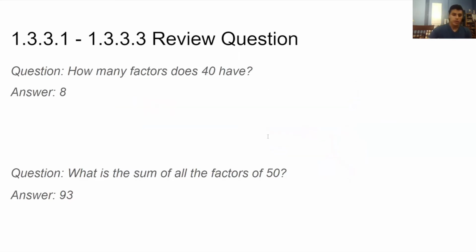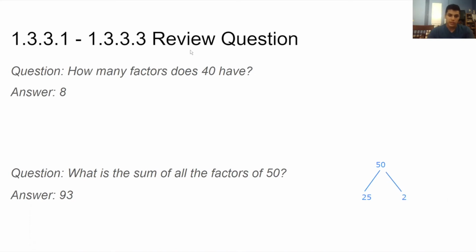Okay, so the sum of all the factors of 50. That's what we need to find, so that's my next question. Again, the first thing that you should do is find the prime factorization of the number. So I have 50, and I'm going to make a tree. I know that 50 is divisible by 2 because it ends in a 0. So I'll write a 2 on the left side, and then 50 divided by 2 is 25. So I'll write 25 here.